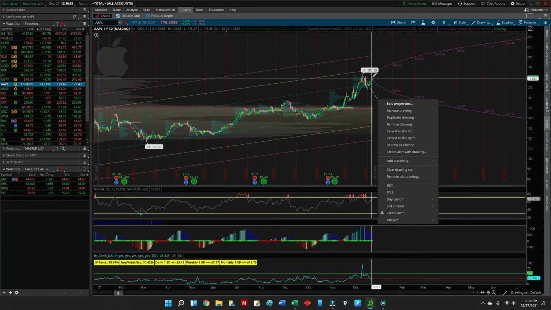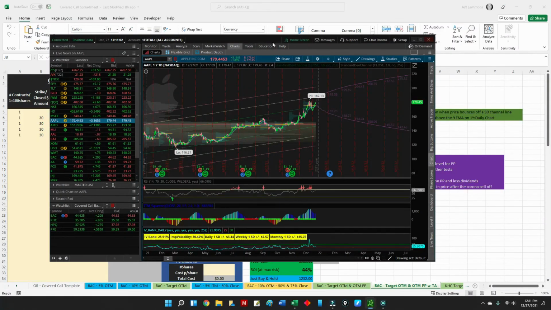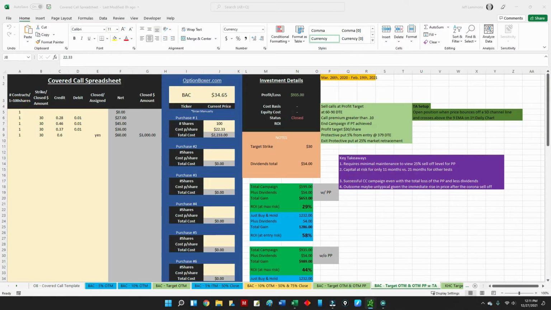And then anytime there was a new high made, I would just move that line to the appropriate area. So that's just a quick way you could do it. There's probably 100 other ways you could go about it, but that's how I would do it, because it's quick, it's simple. But there would be a little bit of maintenance there to make sure you're monitoring that protective put.